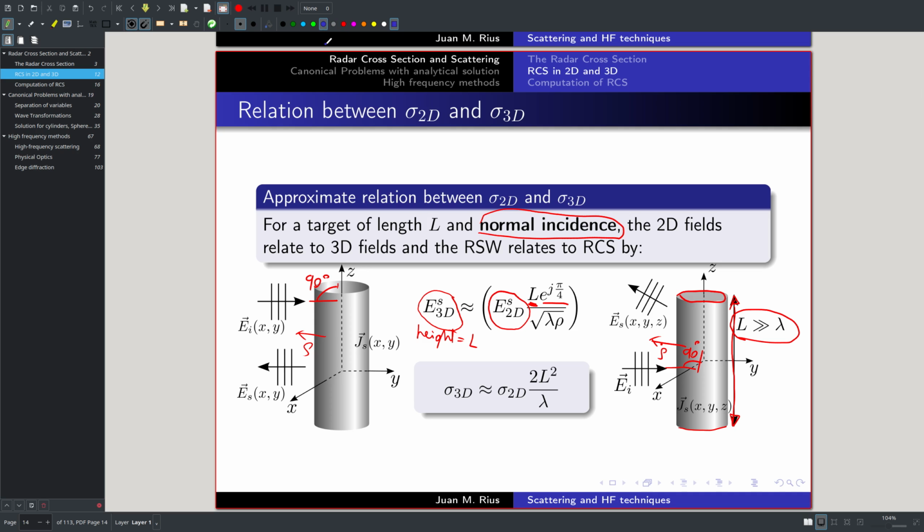Then, replacing these three-dimensional and two-dimensional scattered fields in the formulas of the three-dimensional and two-dimensional RCS, we get the final and useful formula that the three-dimensional RCS of the finite three-dimensional cylinder of length L is equal to the two-dimensional RCS of the infinite cylinder, and remember that this is an RCS per unit length, times twice the square of the length over the wavelength. And this is an important and very useful formula.